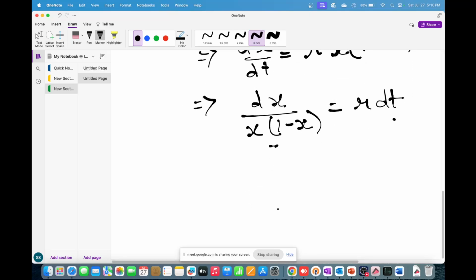So I'll not solve this again because sir has already shown you in detail how to solve it. But what it comes down to, if I remember correctly, is x.